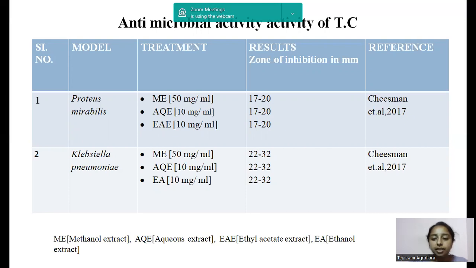In 2017, Cheeseman et al. studied antimicrobial activity of TC on K. pneumoniae, and as a treatment, they used methanol extract of 50 mg per ml, and as a result, 22 to 32 mm of zone of inhibition was observed. They also conducted experiment on aqueous extract and ethyl acetate extract of 10 mg per ml, and the zone of inhibition was the same, 22 to 32 mm.